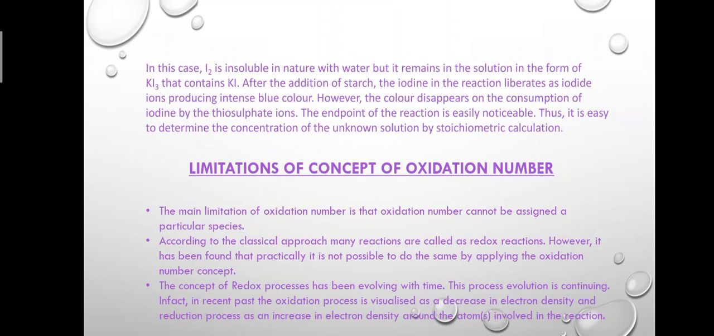According to the classical approach, many reactions are called redox reactions. However, it has been found that practically it is not possible to do the same by applying the oxidation number concept. The concept of redox processes has been evolving with time. This evolution is continuing. In fact, in the recent past, oxidation processes were visualized as a decrease in electron density and reduction processes as an increase in electron density around the atoms involved in the reaction.